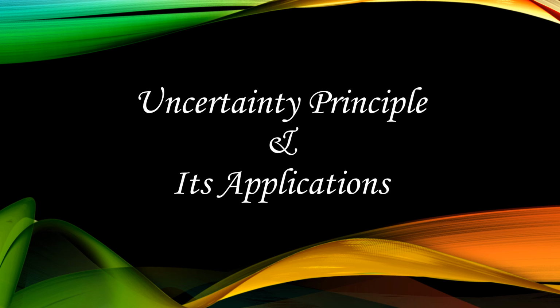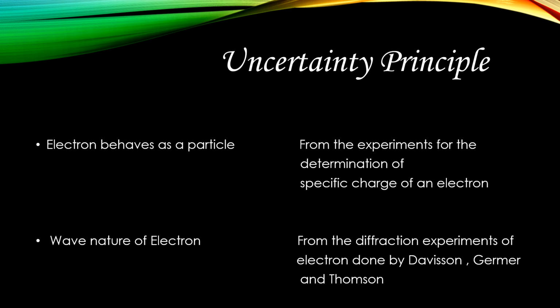In this video, we are going to learn about the uncertainty principle and its applications. From the experiments for the determination of specific charge of an electron, it was shown that the electron behaves as a particle. It was so because in the experiments, electrons get deflected by the application of electric and magnetic fields, which means that it has definite mass, momentum, and energy, which can be measured with desired accuracy.